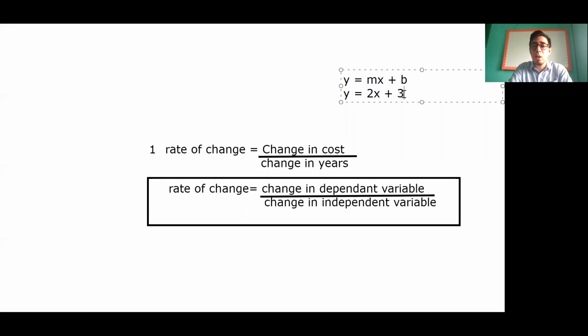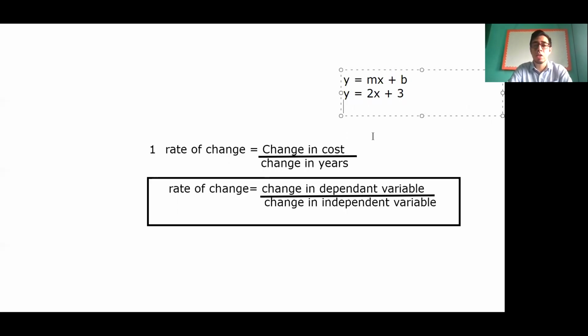This 3 is the y-intercept. Remember, b is the y-intercept. Maybe we are going to use it later, so it's better if you remember about this. The number that is multiplying my variable x, what is it? The slope m. So in this case, the slope is 2. But when you have this equation, how do you find the dependent variable and the independent variable?